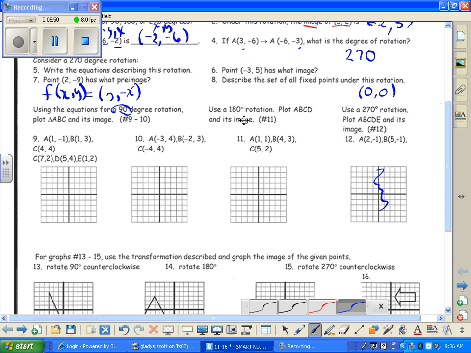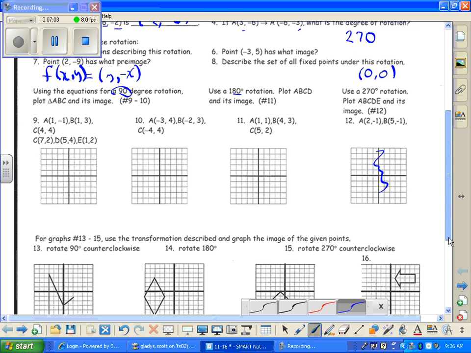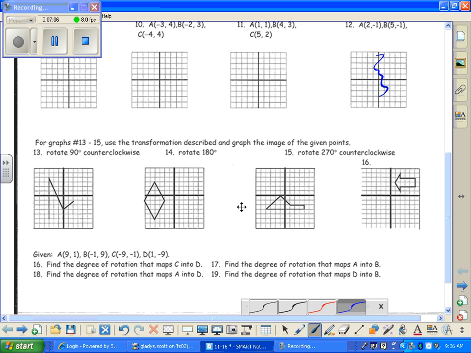Okay, number 11, you are to change it to a 180-degree rotation for this graph. So plot these points, then change it to a 180-degree rotation as I instructed. And for numbers 13 to 15, use the transformation, describe and graph the image of the given points. So here, rotate 90 degrees clockwise, so you'll look at these ordered pairs and determine what you need to change and plot those to rotate it clockwise and so forth.